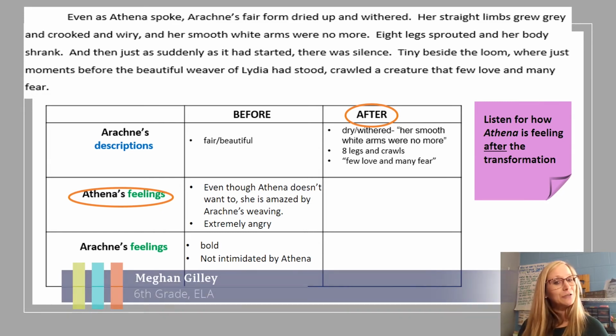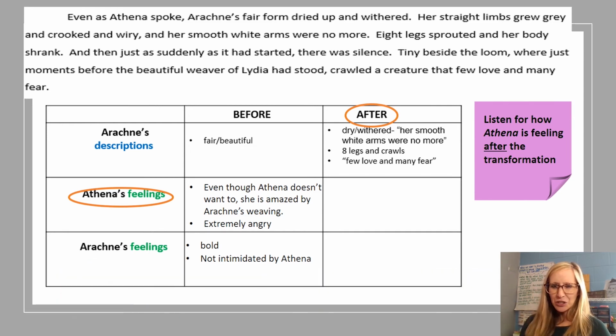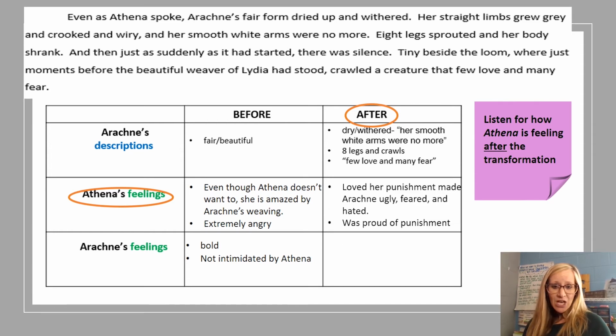I think she might have been a little jealous of Arachne's weaving skills. So Athena, did she permanently punish her, or was it just temporary? Yeah, she permanently changed her into a spider forever. She wants to show mortals that they should not try to compete with the gods by doing this in front of everybody. I also think she wanted to make sure that the beautiful girl was turned into something ugly and hated. So I think she loved her punishment, that it made Arachne ugly, feared, and hated. And then she was proud of the punishment. So she liked the punishment because of what it did, and then she was proud of it. So add that to your chart.